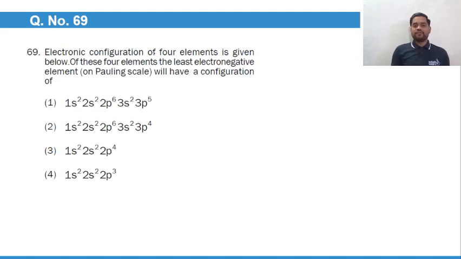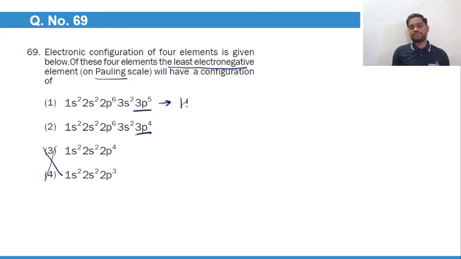69. The electronic configuration of 4 elements is given below. Which one of these 4 elements is the least electronegative according to the Pauling scale? Okay, so least electronegative. I can easily cancel out 3 and 4, because they belong to the second period, and the second period will experience more force of attraction and their electronegativity will be more. Talking about first and second, I can see 3p5, that means halogen, the electronegativity will be by default more than 3p4, which is, sorry, not the nitrogen family, it is basically the oxygen family, extremely sorry.